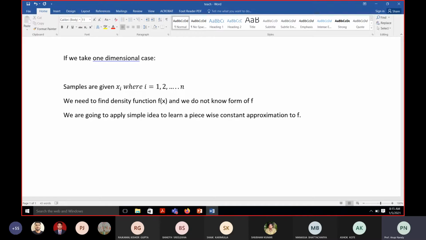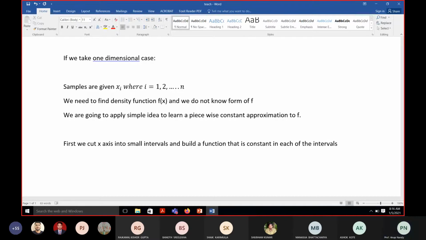Now in this case, first we cut the x-axis. So this is one method that I am telling. You cut the x-axis into small intervals, and build a function that is constant in each of the intervals. Yes, so that is the way.